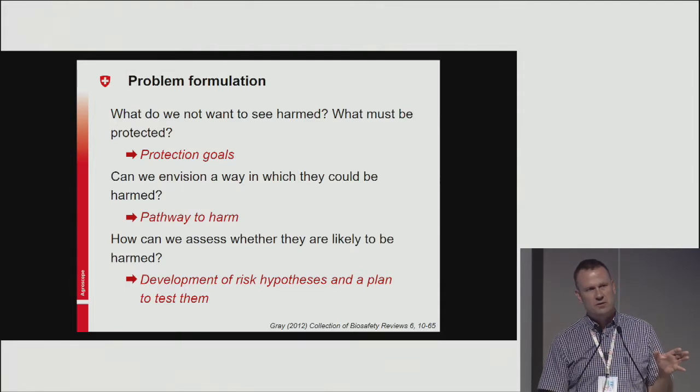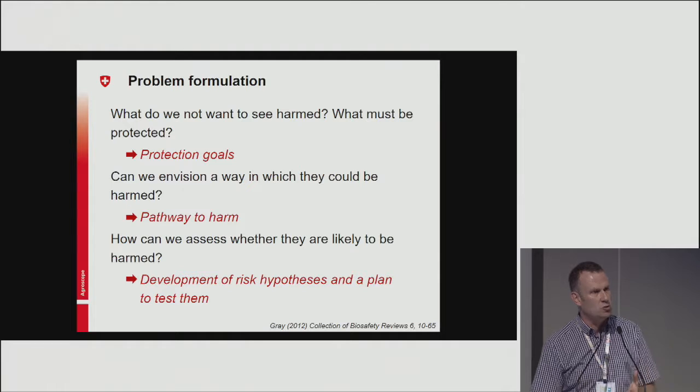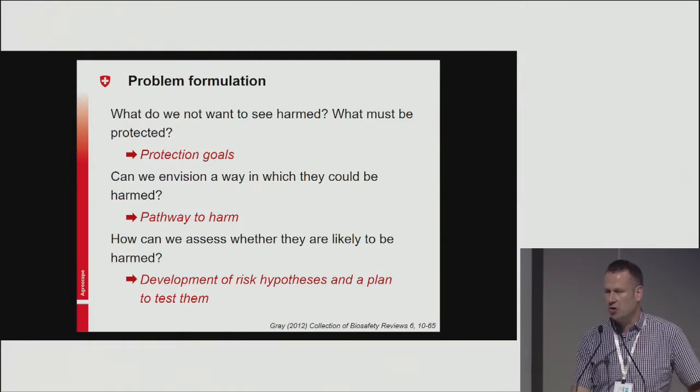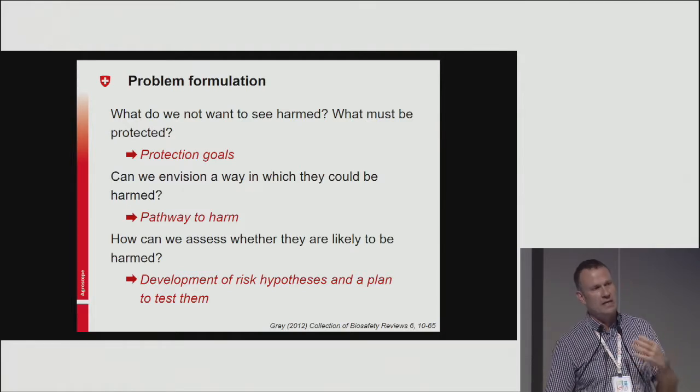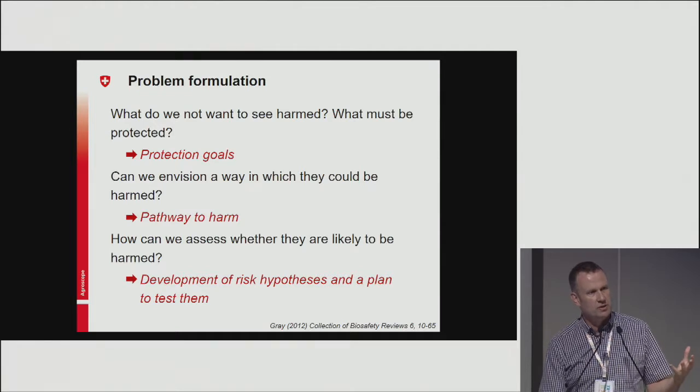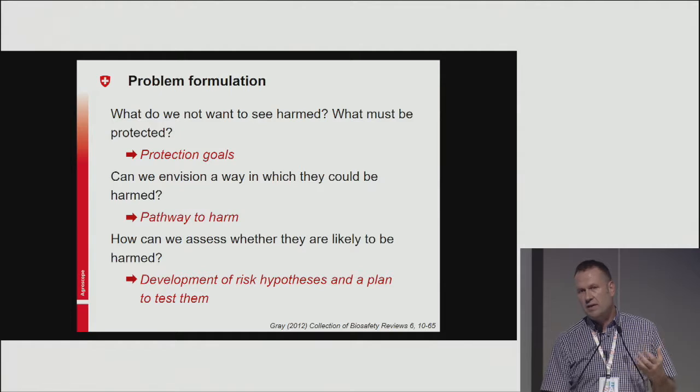And in an ideal world, the protection goals would not be affected by the technology that we are regulating. So they should be generally applying to pesticides, to GM plants, and so on. In reality, they are not. Once we are clear about what we want to protect, we can think about how our activity, planting of a GM plant or using an RNAi spray, could harm this protection goal. And if we have done that, this helps us to develop risk hypotheses that we can then test in the following analysis.